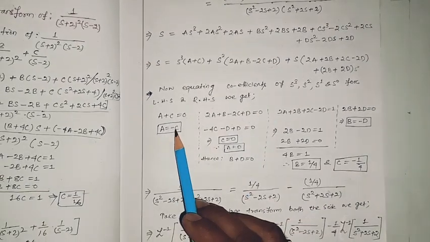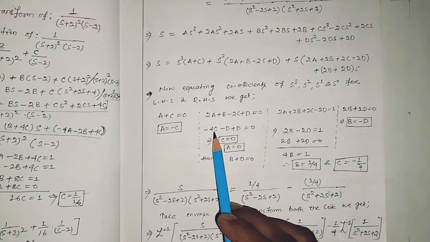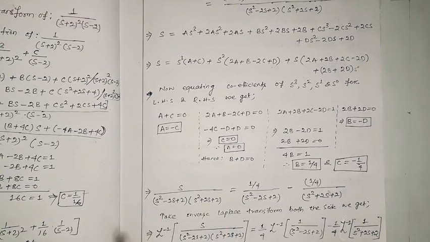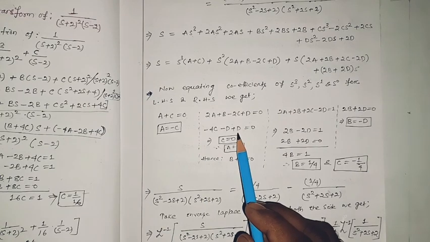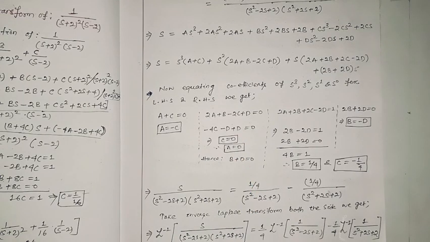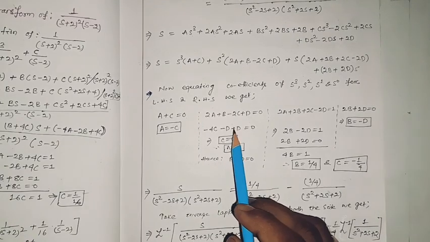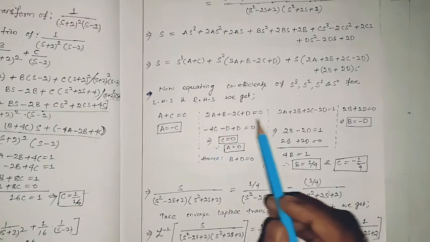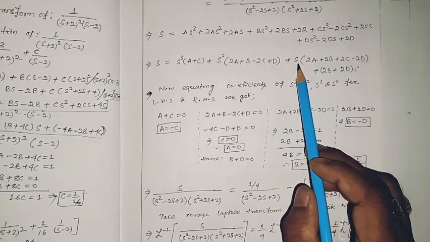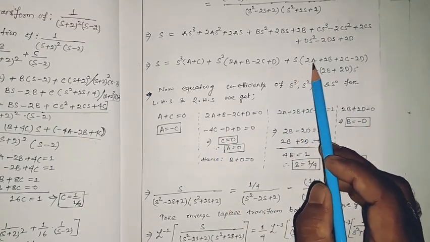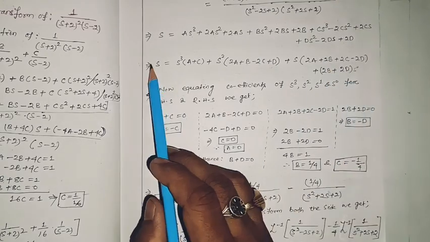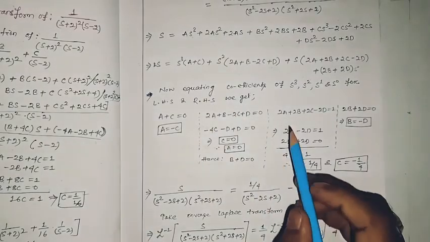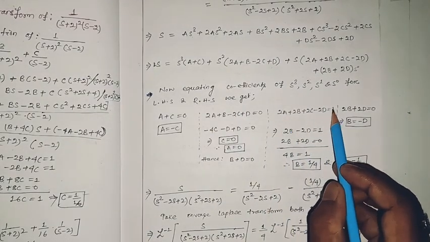Here we found a equals minus c. We just put it in, and it will be minus 4c minus d plus d. Here minus d means b equals minus d. Then we have to consider the coefficient of s. This one, 2a plus 2b plus 2c minus 2d, will be equal to 1, because the coefficient of s is 1. So we write 2a plus 2b plus 2c minus 2d equals 1.